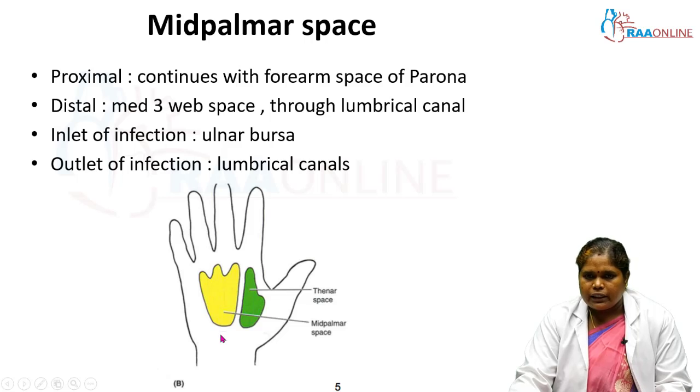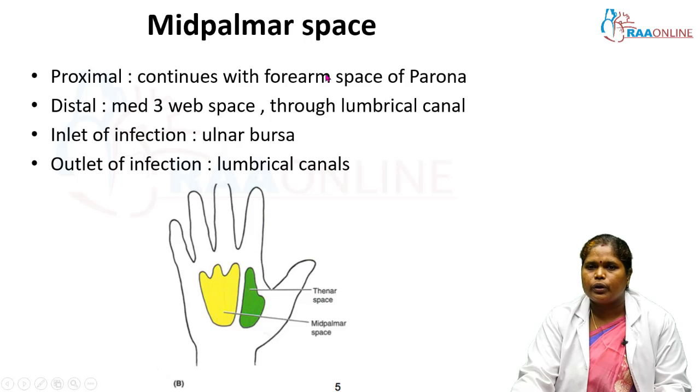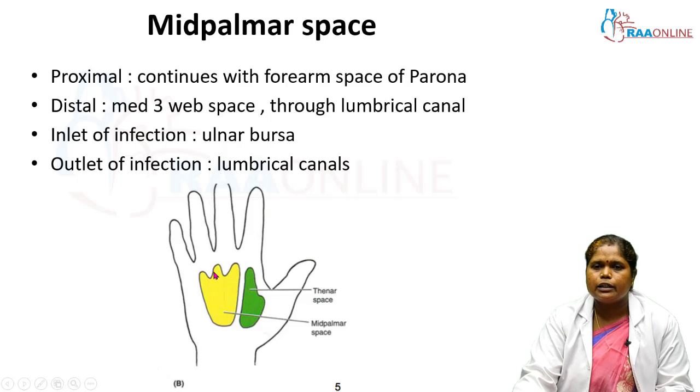Then proximally, that is towards the forearm, it is going to continue with the forearm space of Parona. Remember, this mid-palmar space will continue with the forearm space of Parona. And distally, that is towards the digits, it is going to continue into these web spaces. So, the medial 3 web spaces will have this extension of the mid-palmar space.